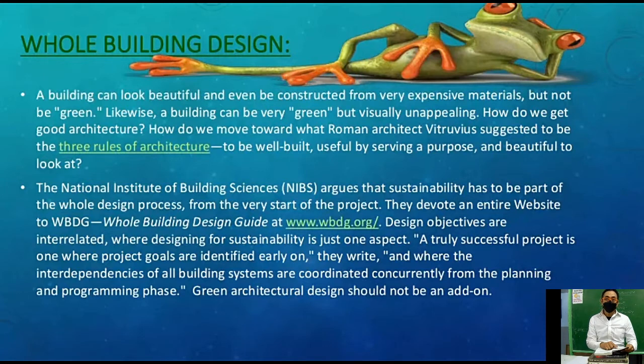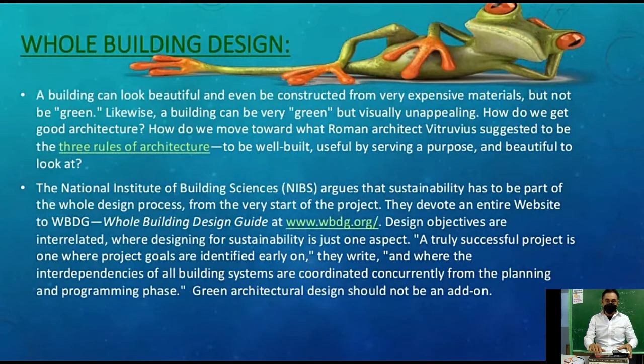Whole building design. A building can look beautiful and even be constructed from very expensive materials but not be green. Likewise, a building can be very green but visually unappealing. How do we get good architecture? How do we move toward what the Roman architect Vitruvius suggested to be the three rules of architecture: to be well built, useful by serving a purpose, and beautiful to look at? So these are the three rules: well built, with purpose, and beautiful.